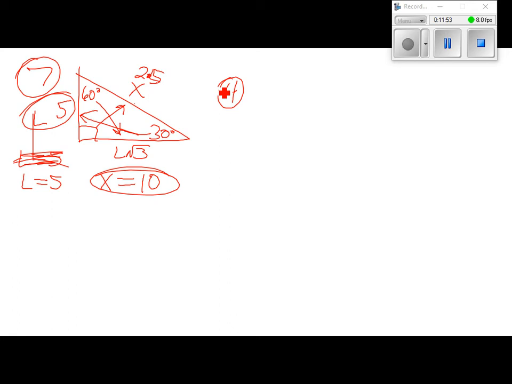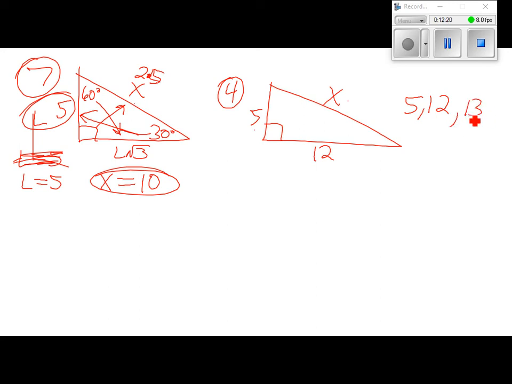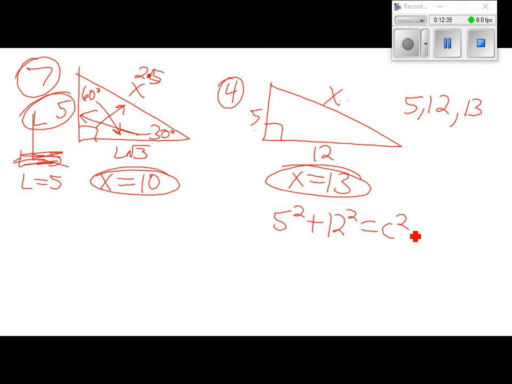Number 4 looks like this. This side's 5, this side's 12, this side's X. You could use Pythagorean's theorem because you know two sides of a right triangle and you're looking for the third side, but I was hoping that you'd remember some of the Pythagorean triples or families and know that if one leg is 5 and another leg is 12, then the hypotenuse has to be 13. So in this case, X has to equal 13. That's our answer. If you set up Pythagorean's theorem and solve it, you get the same thing. Do 5 squared plus 12 squared, your two legs, equals the hypotenuse squared, which is X or C this time.